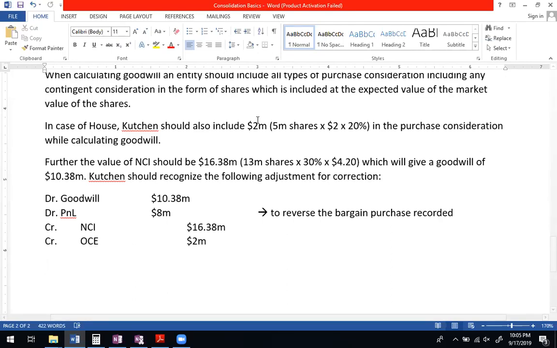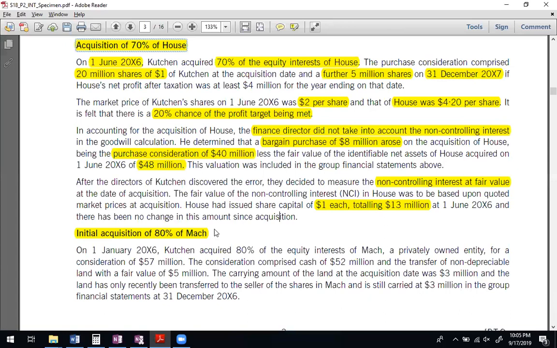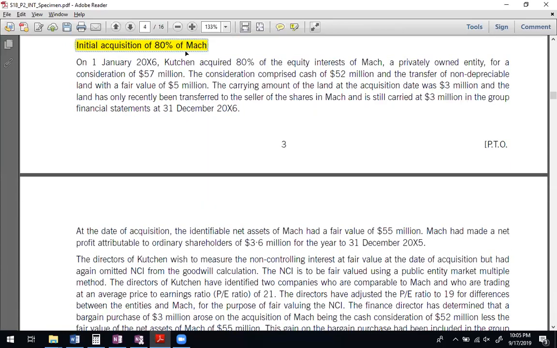Okay, no questions. So now the next part says initial acquisition of 80% of Match. It says that on 1st January 2006, Cochin acquired 80% of the equity interest of Match, a privately owned entity, for a consideration of $57 million. So this time we have paid a consideration of $57 million for the other subsidiary. The consideration comprised cash of $52 million and the transfer of non-depreciable land with a fair value of $5 million.